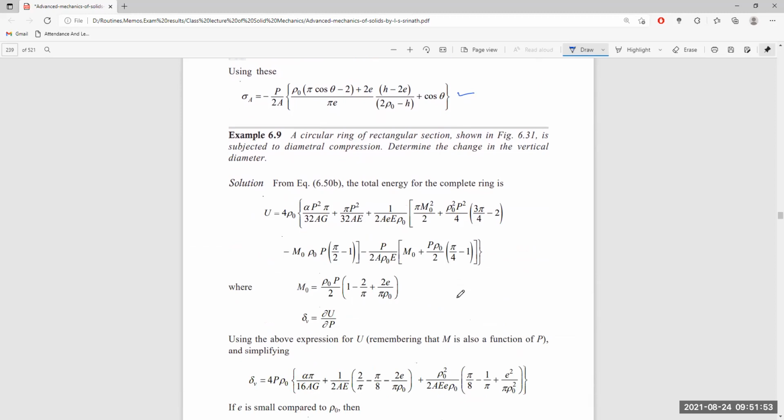Now, consider a circular ring of rectangular section. We have not taken into account the type of section earlier; now we are saying it is a rectangular section, subject to diametral compression, where the forces are the same, and we determine the change in vertical diameter. Now the total energy of the complete ring is given by the equation itself.